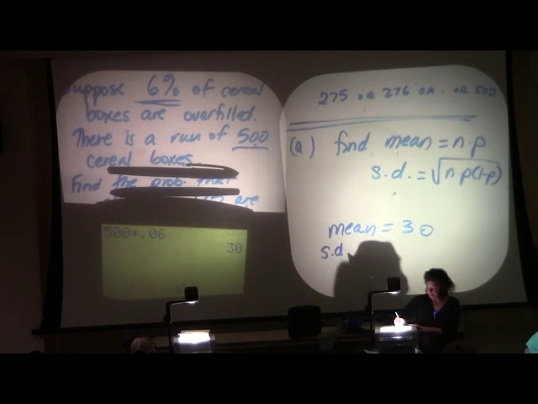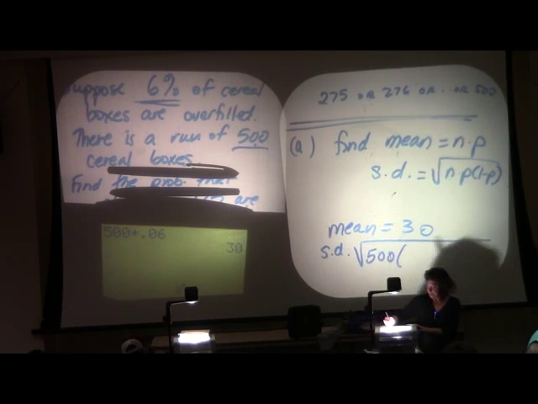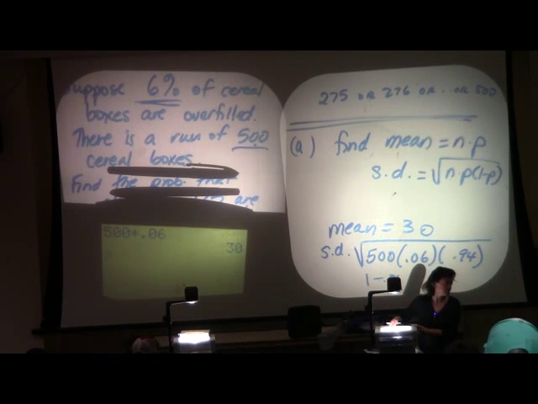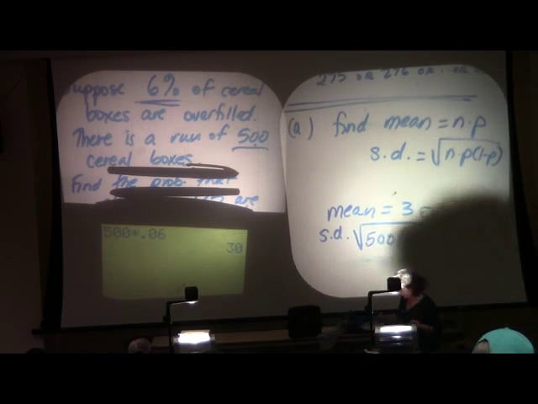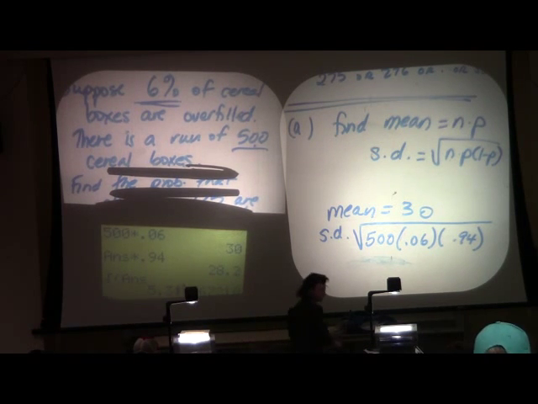Now, let's find our standard deviation. Okay, what is my n? That's 500. My p was 0.06. Okay, you guys, 1 minus p. What is 1 minus 0.06? 0.94. Remember, these guys have to add up to 1. You with me there? All right. So, let's take that times 0.94, and then we'll take our square root, and we get 5.31.